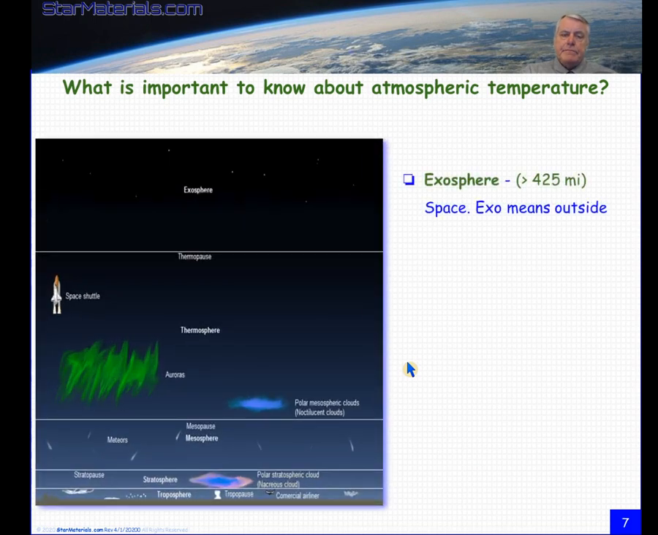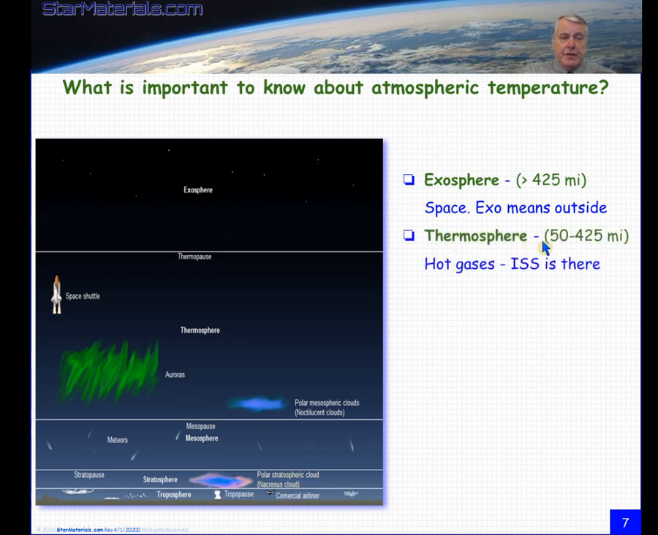Now, the exosphere is out here. Exo means outside. So outside the atmosphere is about 425 miles up. The thermosphere is here, and it's where the space station is. It's where the shuttle used to fly, where the space station is now.